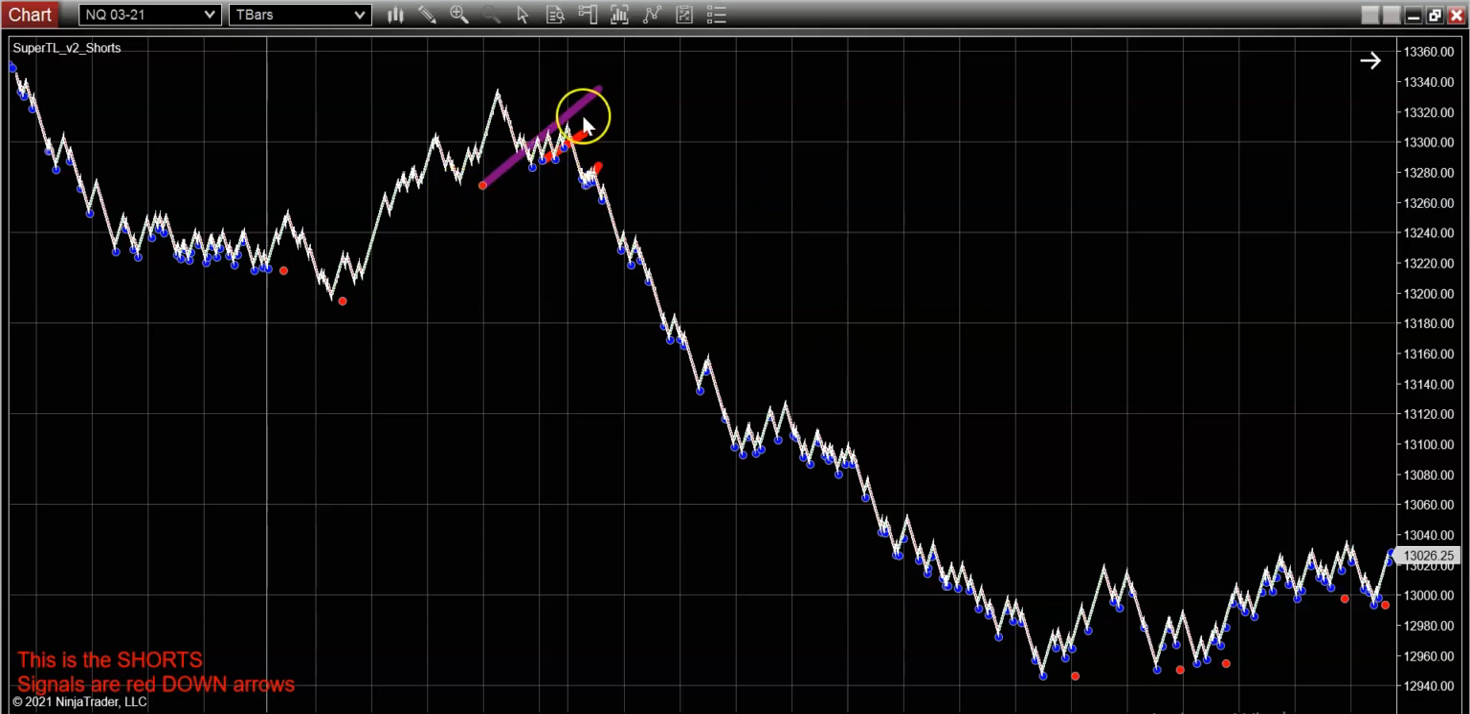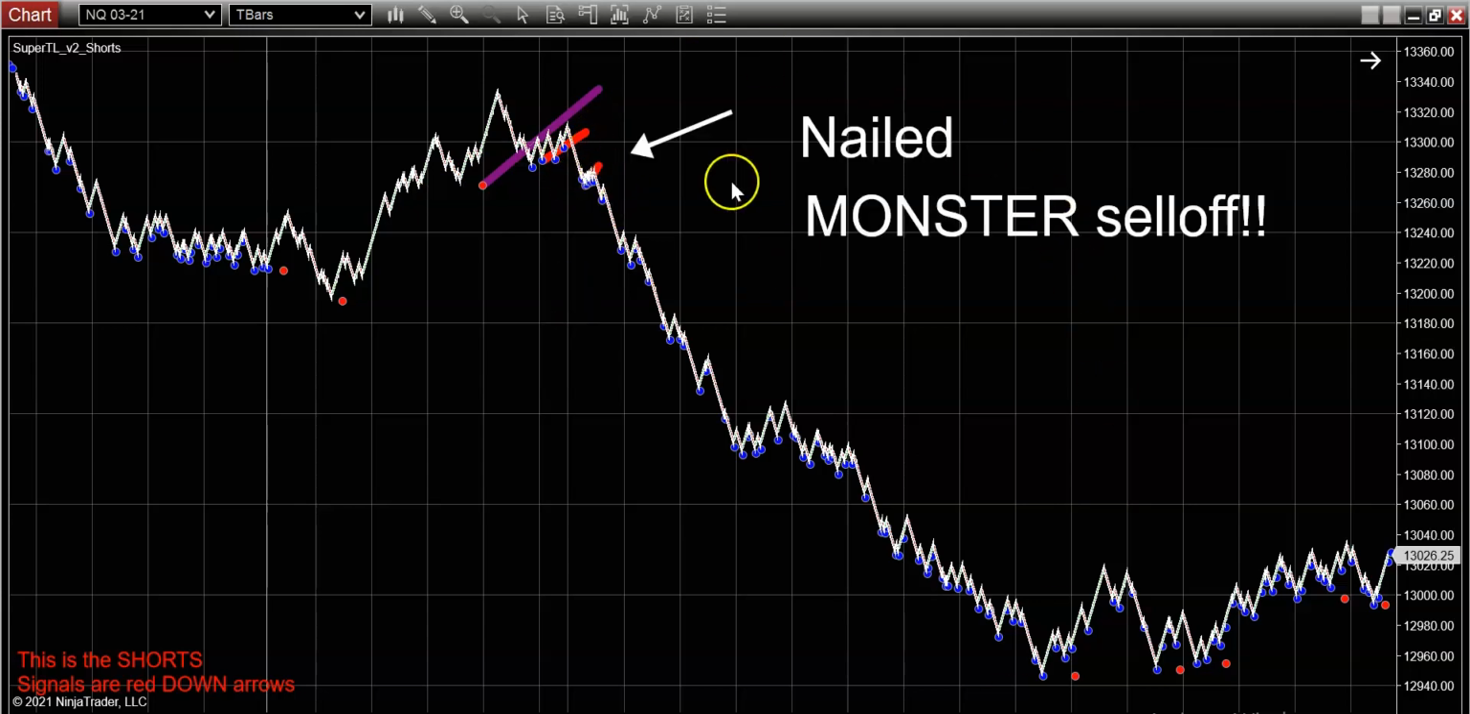Look at this purple right here. Then look at the two reds right over there. Okay, nailing a monstrosity of a sell-off. This is 500 points. Guys, I'm saying points, not ticks. This is 2,000 ticks for those of you guys that are calculating your P&L in ticks. I don't. I like to calculate it in points.